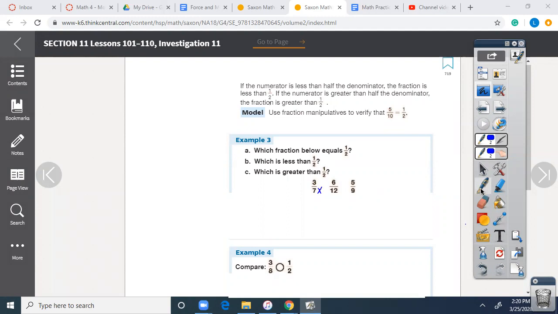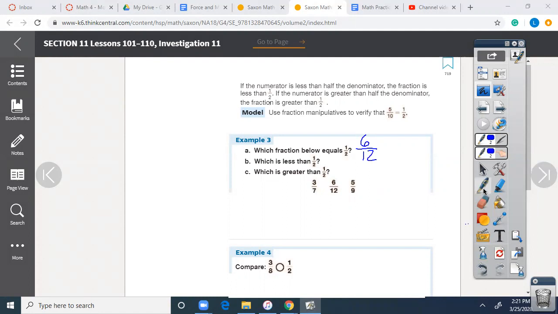We've got 6/12. 6 times 2 is 12. Is 12 the same as 12? Yes. So the fraction that equals 1/2 is 6/12. Let's just go to the next one to make sure. 5 times 2 is 10. Is 10 the same as 9? No. So that one does not equal 1/2. So the one that equals 1/2 is 6/12.